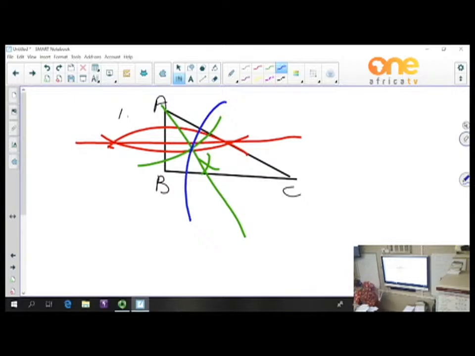Your line is too short. Draw it longer. You're not going to get the mark for that one. Your lines must go through the whole triangle. Don't draw it too short. The last one is a circle from C. A 9 centimeter circle from C.